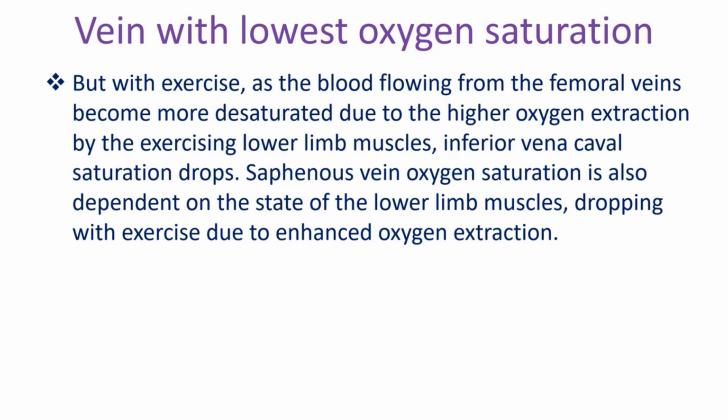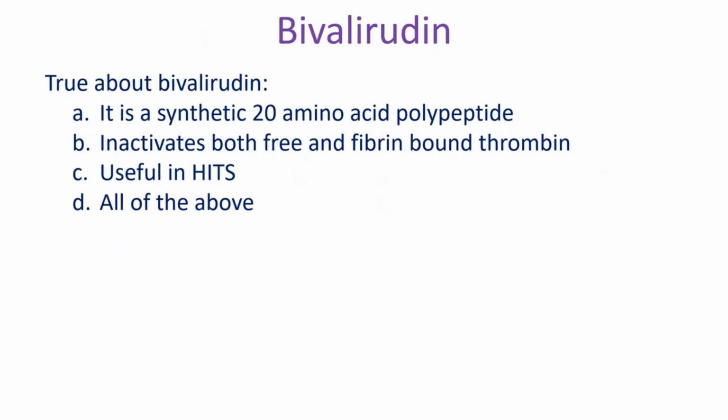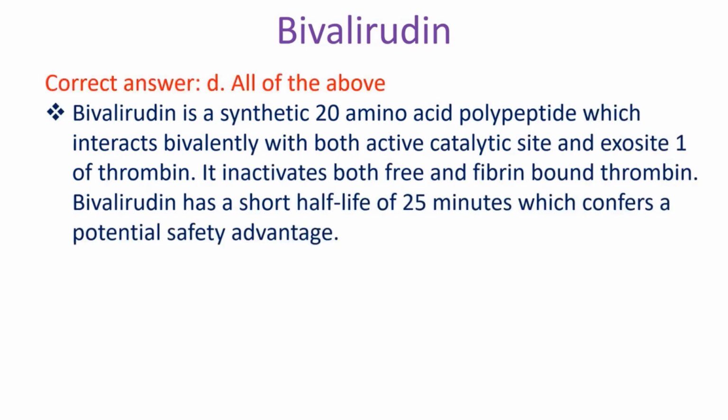True about bivalirudin: A. It is a synthetic 20 amino acid polypeptide. B. Inactivates both free and fibrin bound thrombin. C. Useful in HIT. D. All of the above. Correct answer D.